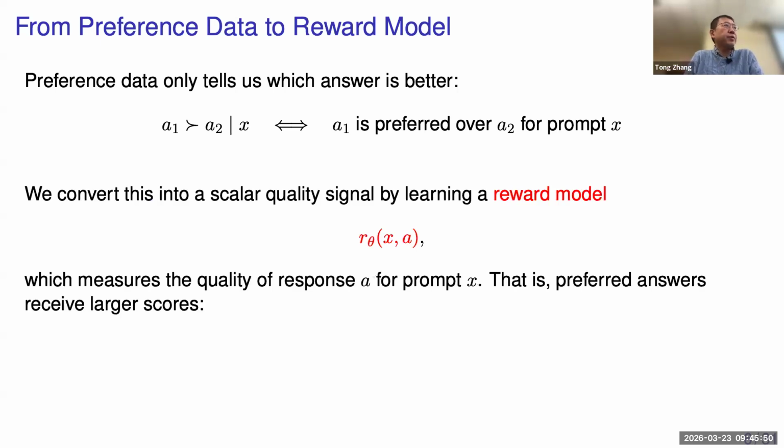However, what is a reward model? A reward model takes any pair of X and answer and gives a score, a real-valued score. The better the answer is, the larger the score is. It's like a rating of your answer given your X, which is your prompt. Basically, it measures the quality of response A for prompt X. The preferred answer should get a larger score. The larger, the better.